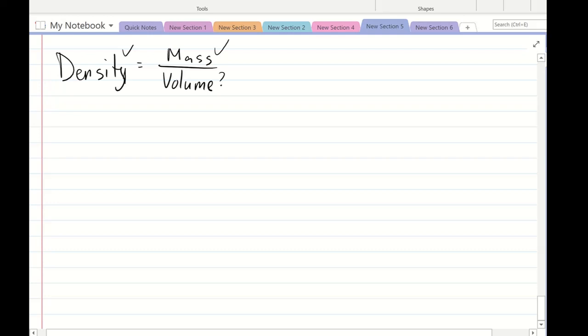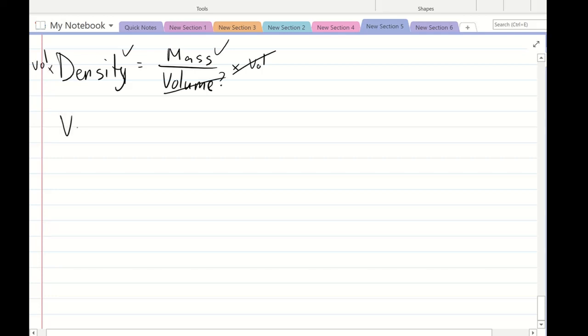Now, lastly, I know we're spending a lot of time on density. I want to move around the equation so you guys understand how we could calculate different things. So density equals mass over volume, right? But what if you had density and you had mass? How would you find the volume? Very similar to finding the area. Multiply both sides by volume.